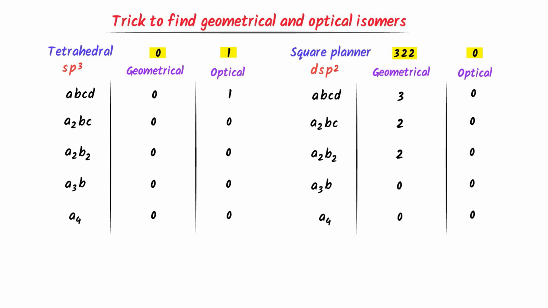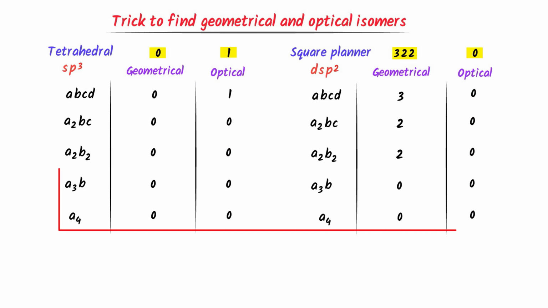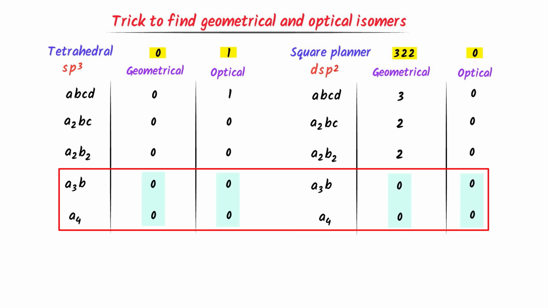To conclude this whole concept, we learn that except this ABCD of tetrahedral, neither square planar nor tetrahedral complexes show optical isomerism. Let me repeat it. Except this ABCD of tetrahedral, neither square planar nor tetrahedral complexes show optical isomerism. Secondly, A3b and A4 neither show geometrical isomerism nor optical isomerism. Hence note down these important points.